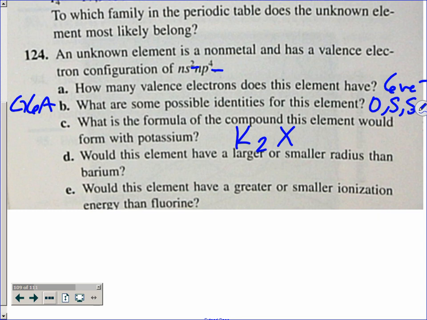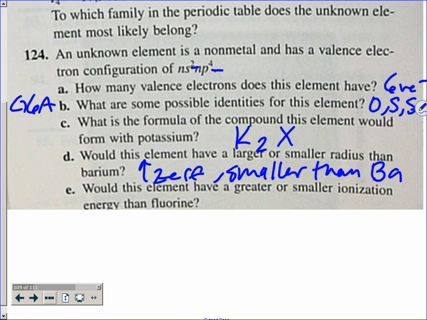Would this element have a larger or smaller radius than barium? Smaller, because the radius runs this way, so anybody in group 6 has a higher what than barium? Higher Zeff. So Zeff is higher because you're farther to the right on the periodic table, meaning you have more protons. Group 6 would have more protons, meaning it's going to get smaller because of the higher Zeff. So these would be smaller than barium in all cases because the other ones have super high, larger energy levels.